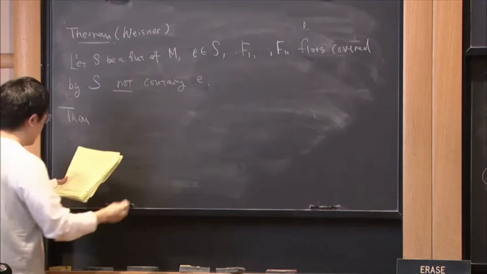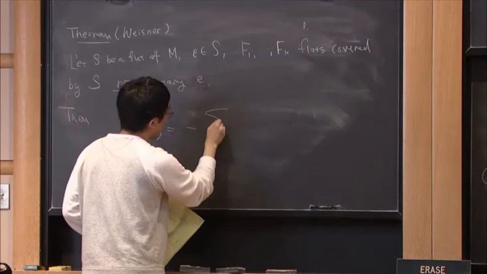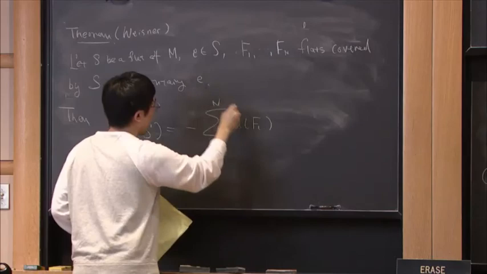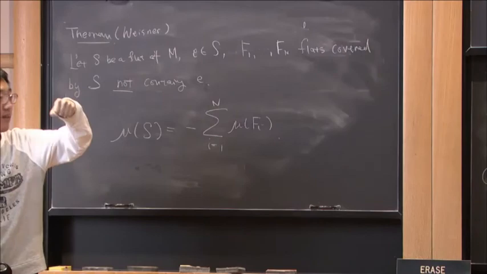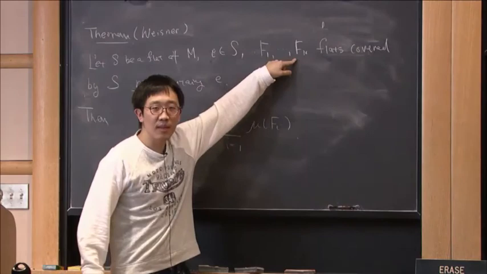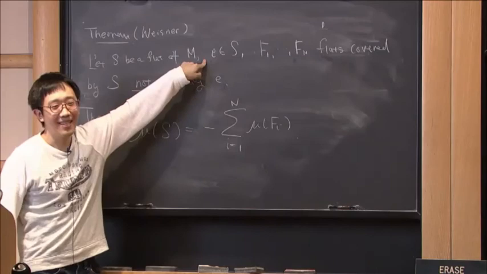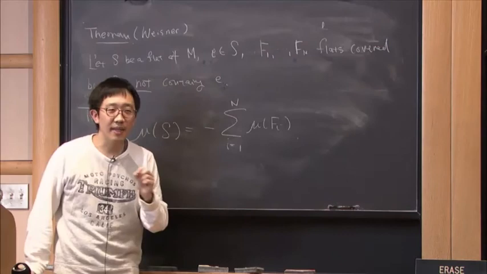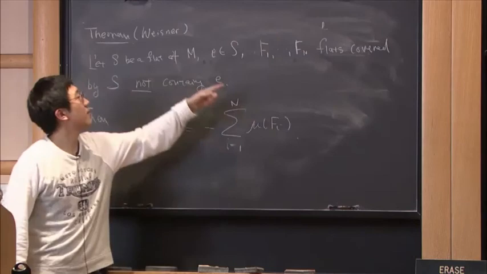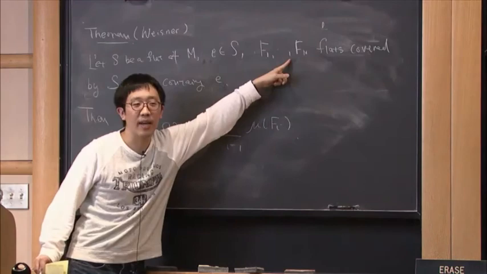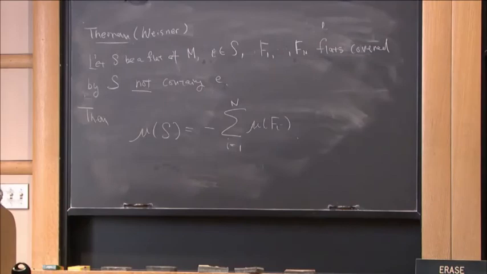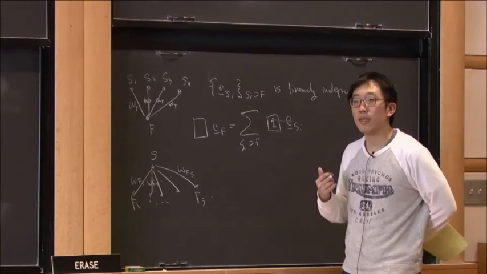the Möbius value μ(S) is equal to minus the sum of the Möbius values μ(F_i). So you have a flat, pick any element, look at all flats immediately below the given flat that do not contain the chosen element e, then the Möbius value at S is given recursively by this. In particular, the sum on the right-hand side is independent of the choice of e inside S you have used to define the collection F_i. But that is exactly the fact that was needed to solve the balancing equation.